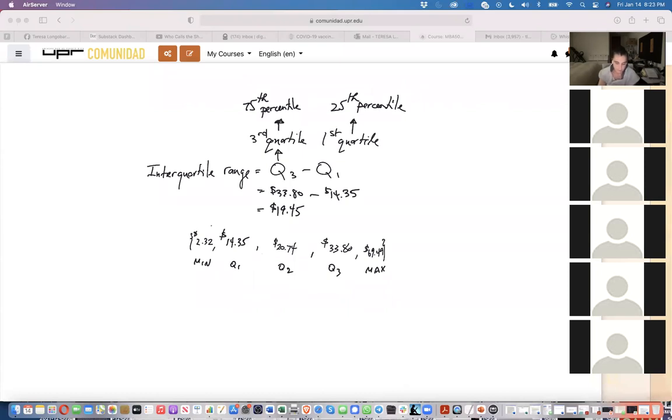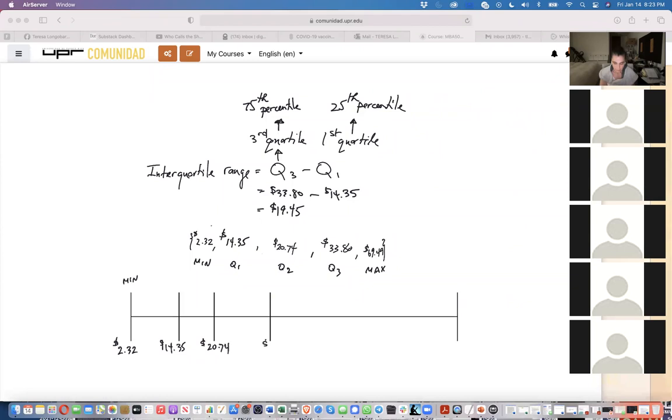Okay, so what I'm doing here is I'm putting, this is the number line. And my data starts at $2.32, this is the min. And then on the number line, then there's $14.35, and 20.74, and then 33.80 and 69.49.